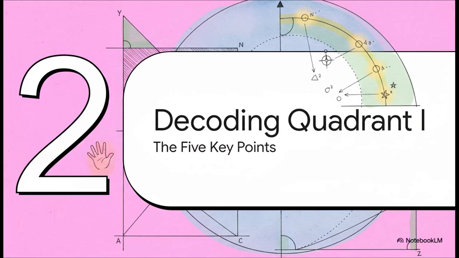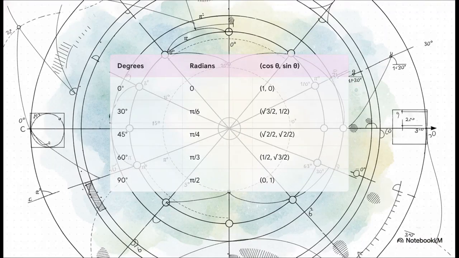All right, so let's see how those triangles help us build out the first quadrant. We're going to zero in on just 5 key points. That's it. Forget the rest of the circle for now. Just focus on these 5. And here they are, the 5 essential angles: 0, 30, 45, 60, and 90 degrees. And you'll see their radian equivalents next to them: 0, pi/6, pi/4, and so on. It's just a different way to measure the same angle. But the important part is the coordinates. The first number is cosine, the second is sine. This table right here, this is our master key.